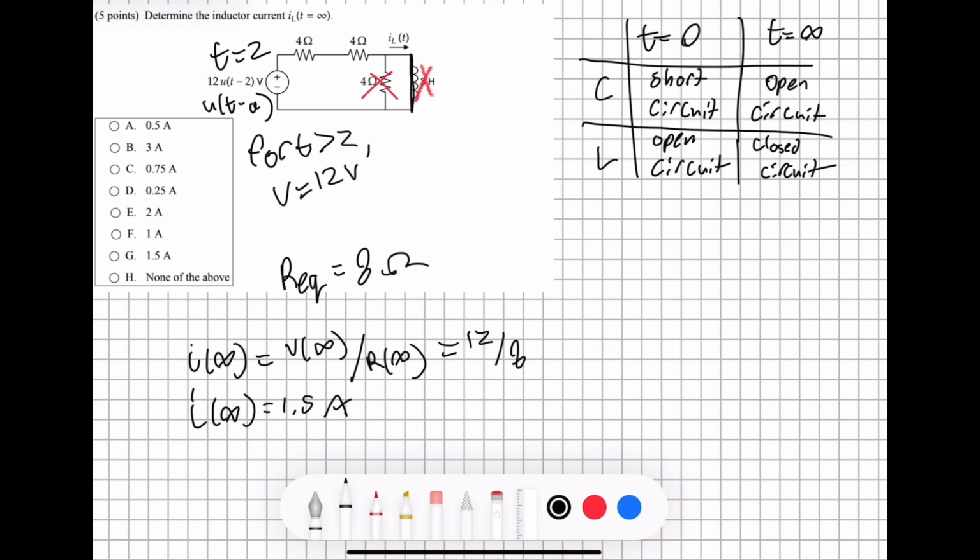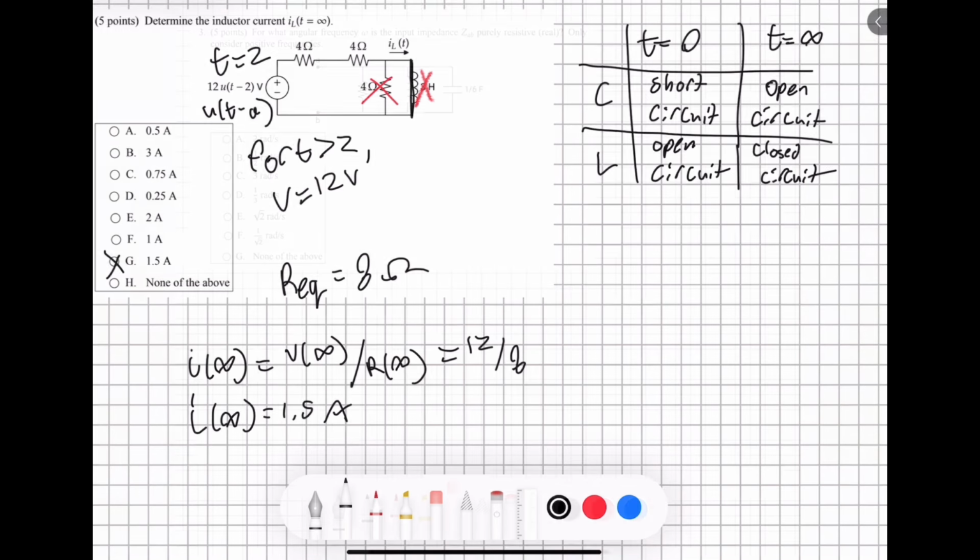We look up at the top here, we see that this matches answer number G. So G is going to be the correct answer for this problem.